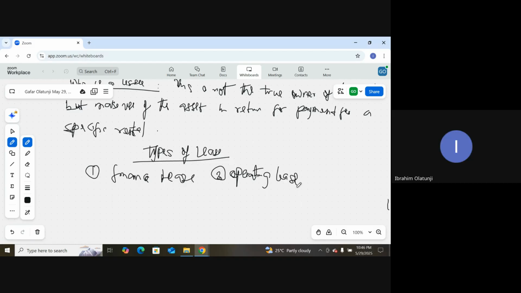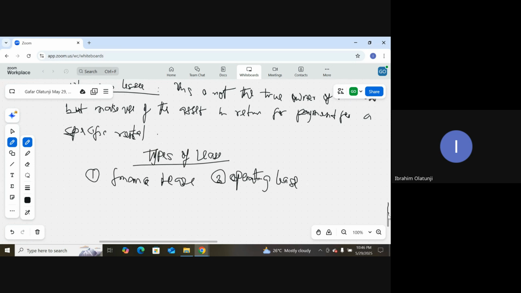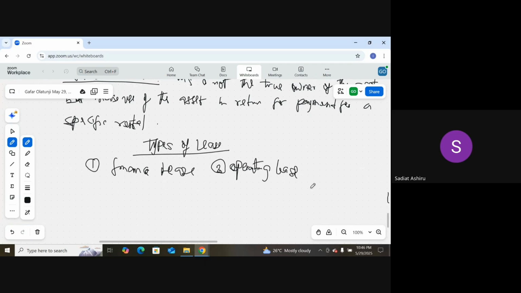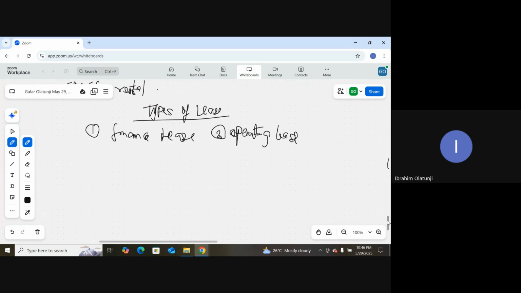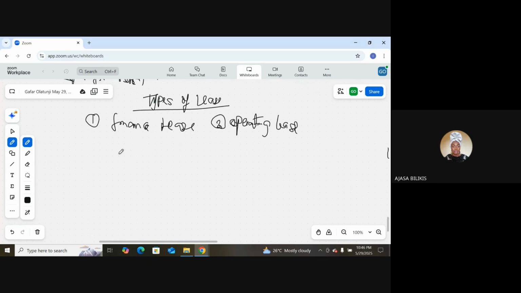So let's look at the advantage of leasing. I hope you are getting this. You are still going to do practical application of this tomorrow, then I'm going to move forward.